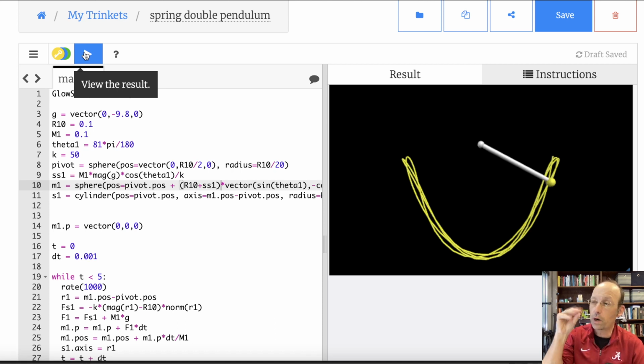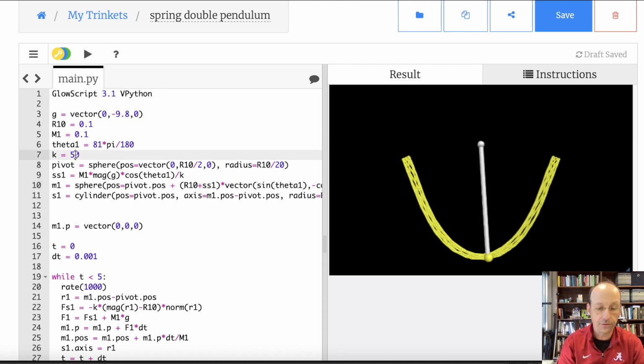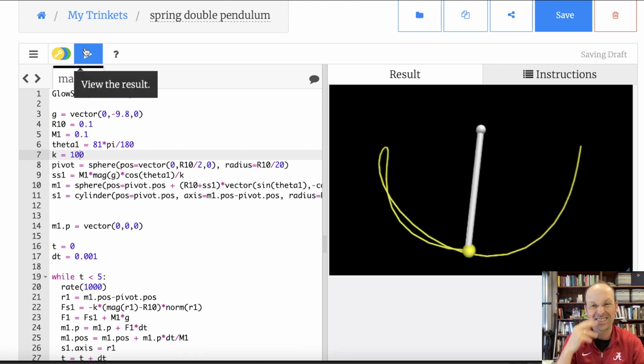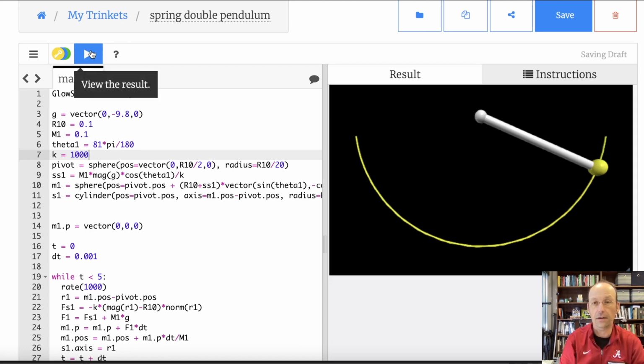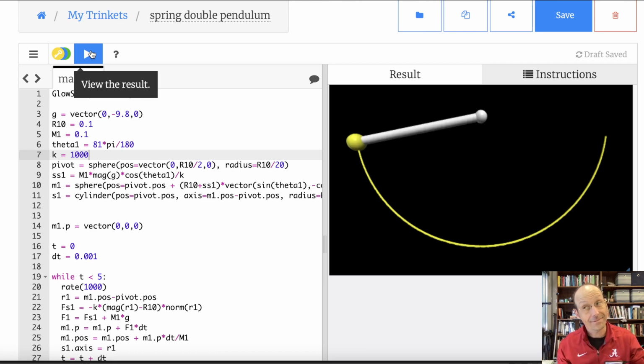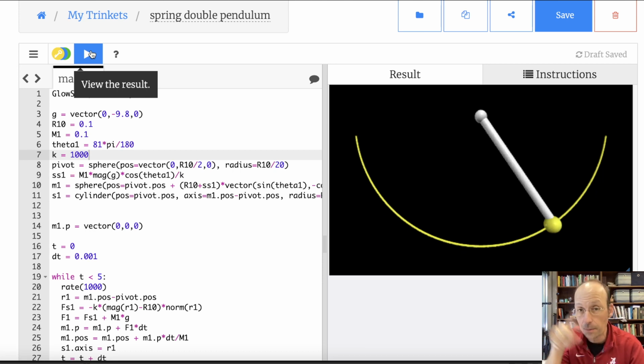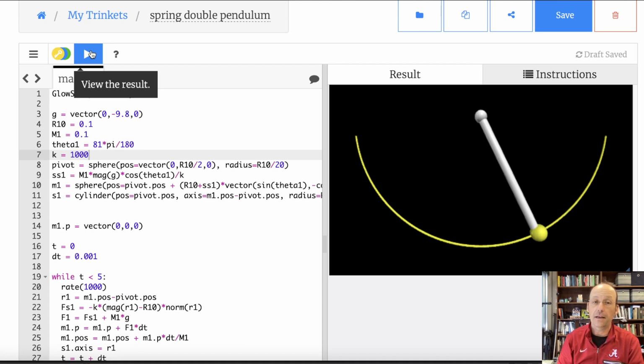So it's not swinging back and forth, it's not wiggling as much. If I increase the spring constant to, let's say, 100, it still does it. Let's go even higher, 1,000. There. That looks like a pendulum to me. It still is shaking up and down, but it's mostly a pendulum. Okay, so now we're going to add our second mass.